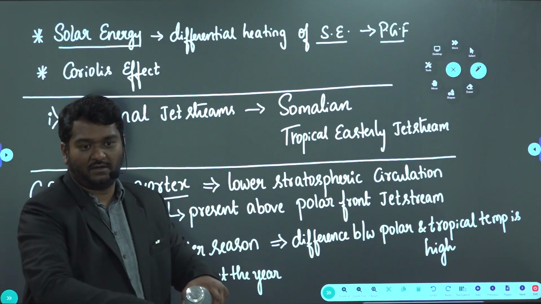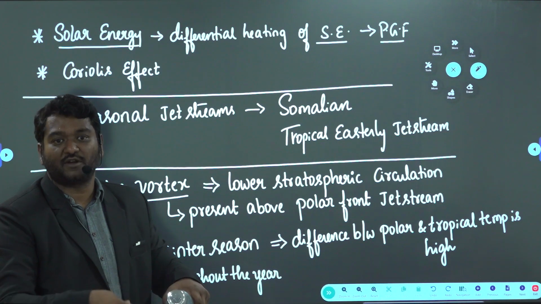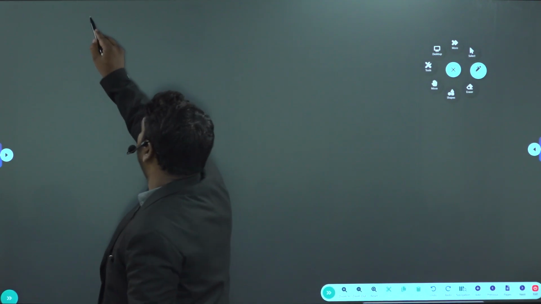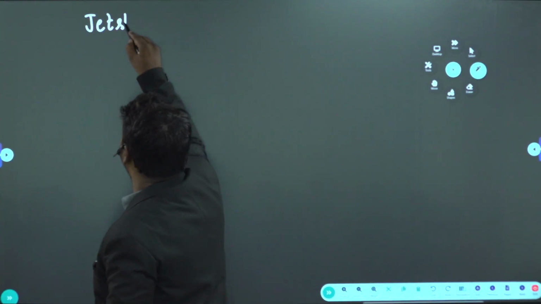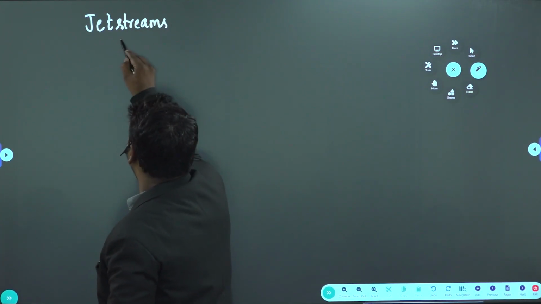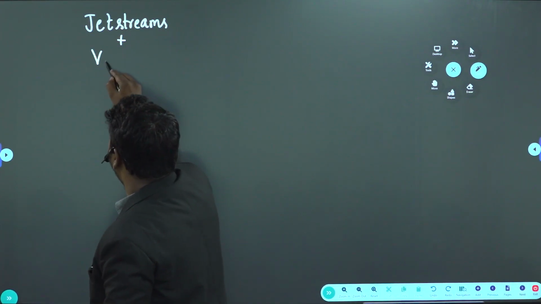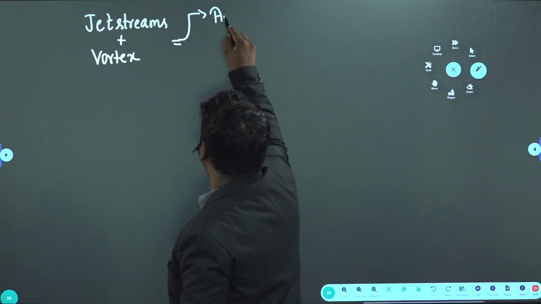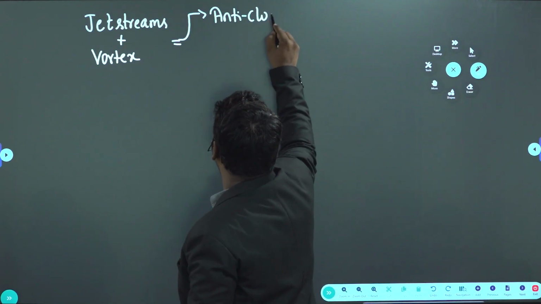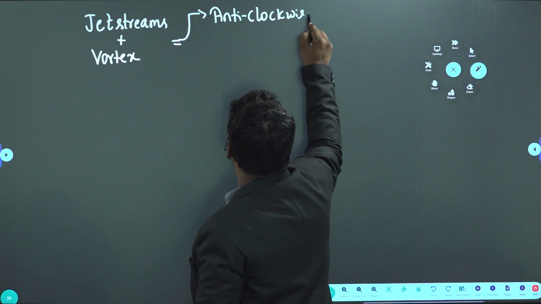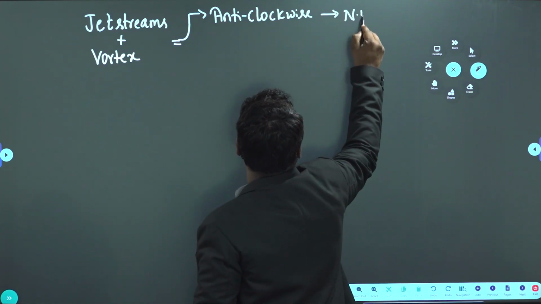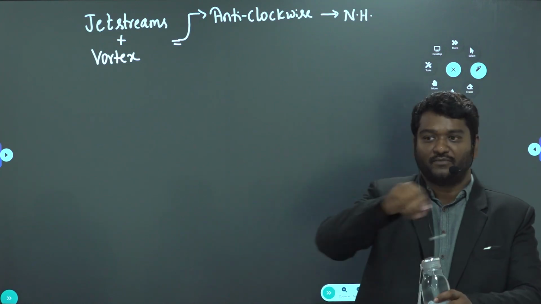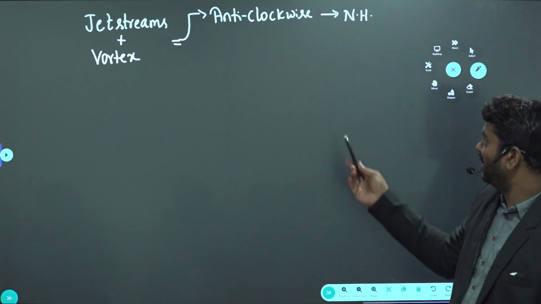Anti-clockwise or clockwise? So jet streams plus polar vortex is what? Anti-clockwise in northern hemisphere. In exam, if you get doubt, take something and run. Okay, don't buy hard. You have this.